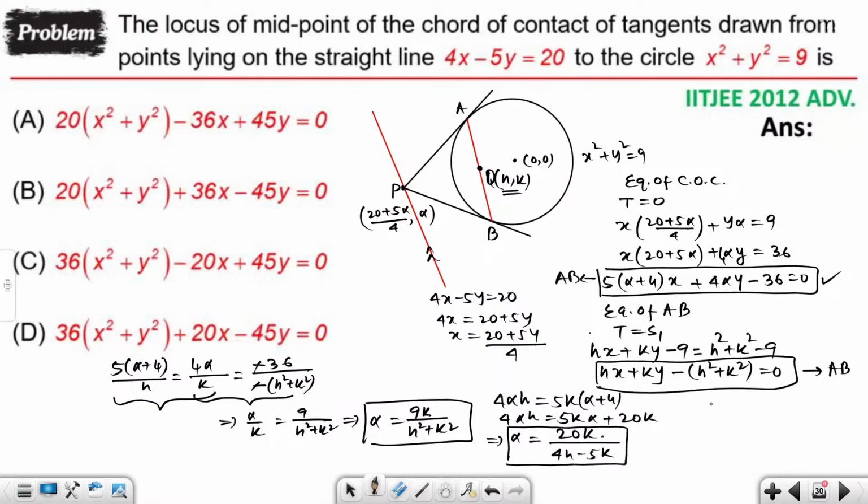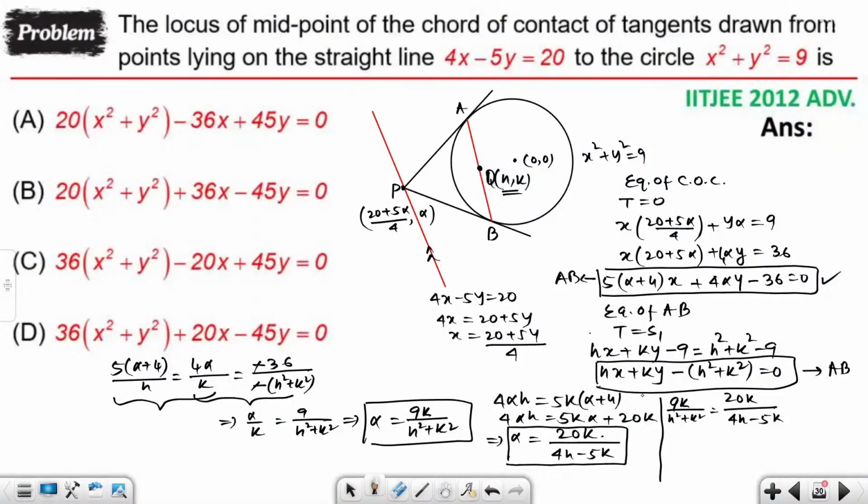So what we got? Let me write it here. So both are alpha equals to alpha. So I can write this thing as 9k over h square plus k square equals to 20k over 4h minus 5k. Yes or no? Tell me yes or no. Okay. So let me just cross multiply. Now you see, this is an equation which involves h, k and the constant. So this is actually my equation of the locus. So let me just do it on the next page.